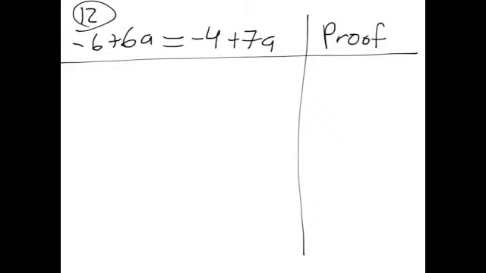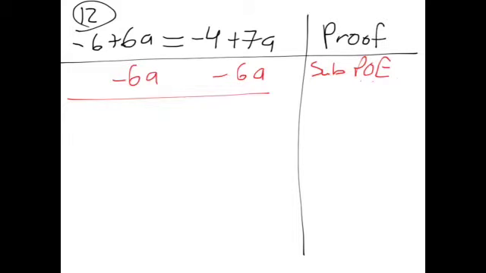This one, luckily, both sides are already as simple as they can be. And so now we're going to just jump straight into it. Here, I'm going to get my variable on the right side, because I can. And I can subtract both sides by 6a because of the subtraction property of equality. And if I then simplify, I can get to negative 6 equals negative 4 plus a.